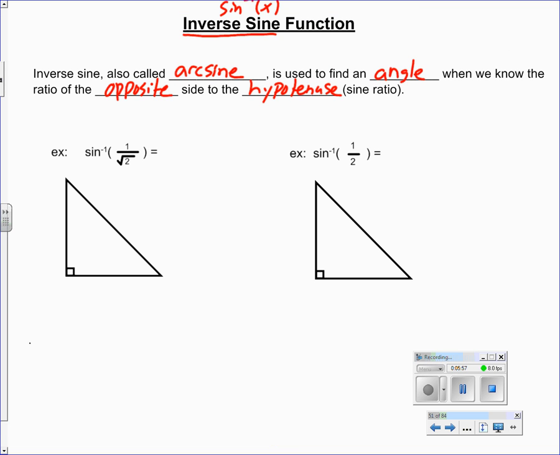So this first example says sine inverse 1 over square root 2. What this means in words is an angle with a sine ratio of 1 over square root 2.